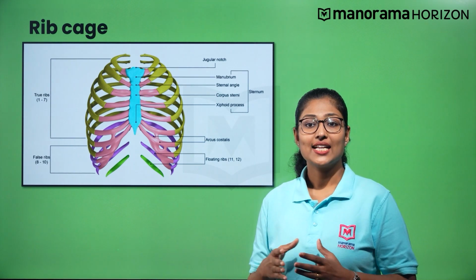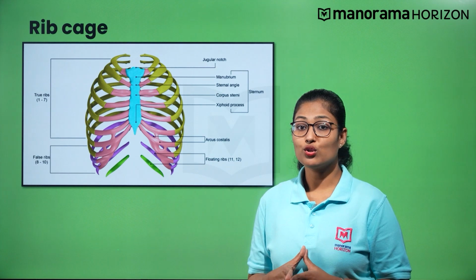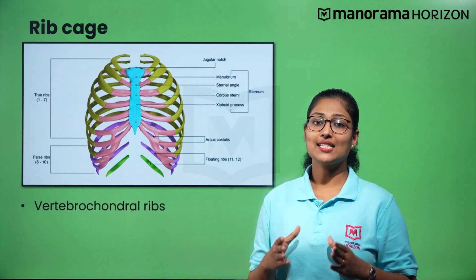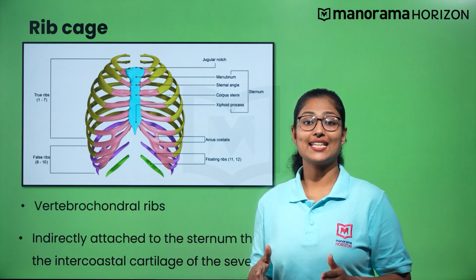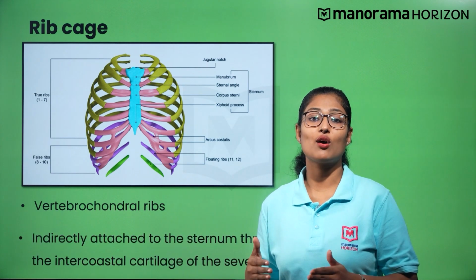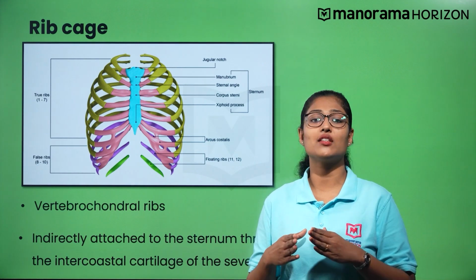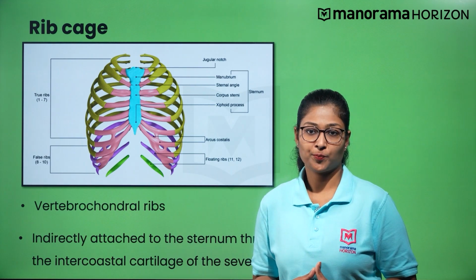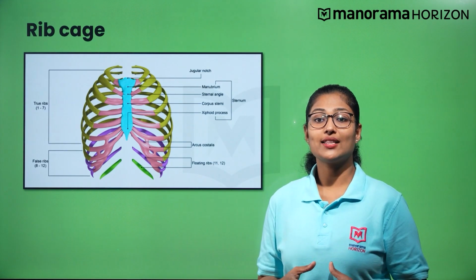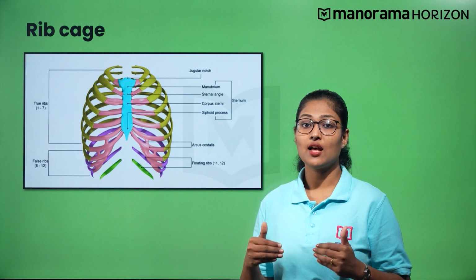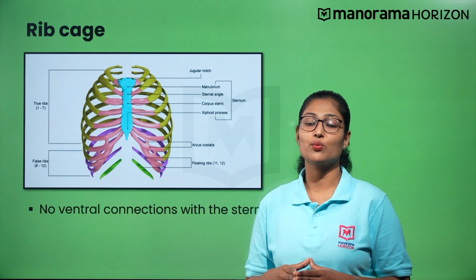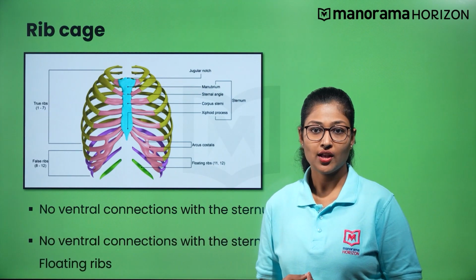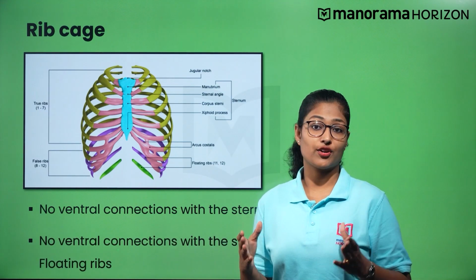The 8th, 9th and the 10th ribs are also known as vertebrochondral ribs. And these ribs are indirectly attached to the sternum through the intercostal cartilage of the 7th rib. Hence, they are known as false ribs. The 11th and the 12th, that is the last 2 pairs, have no ventral connections with the sternum. So we call them the floating ribs. We have studied the arrangement of ribs now.